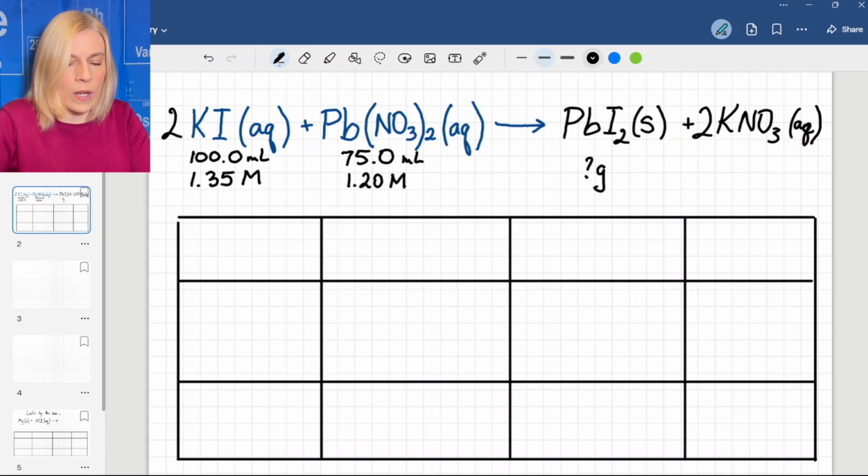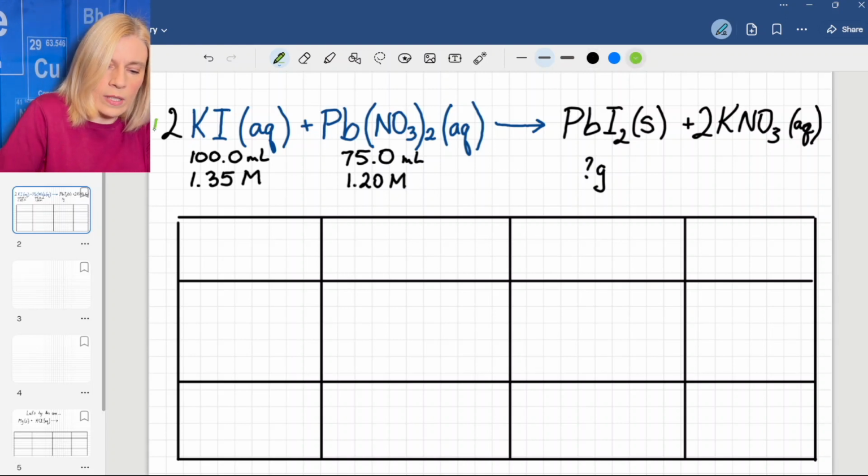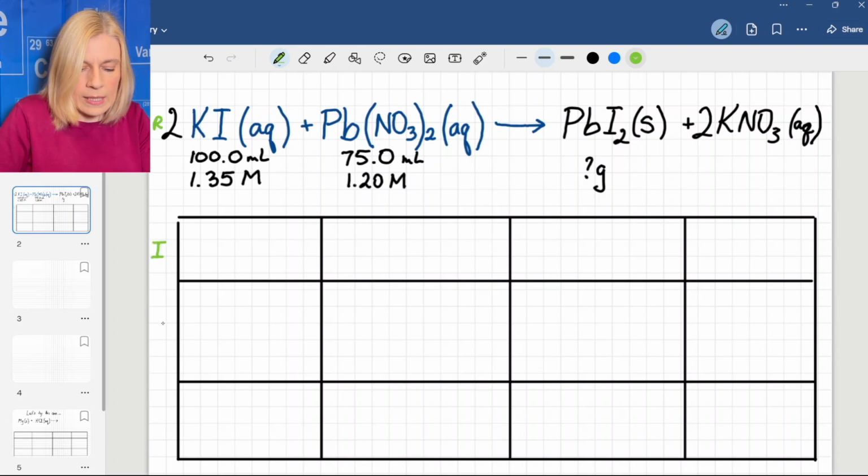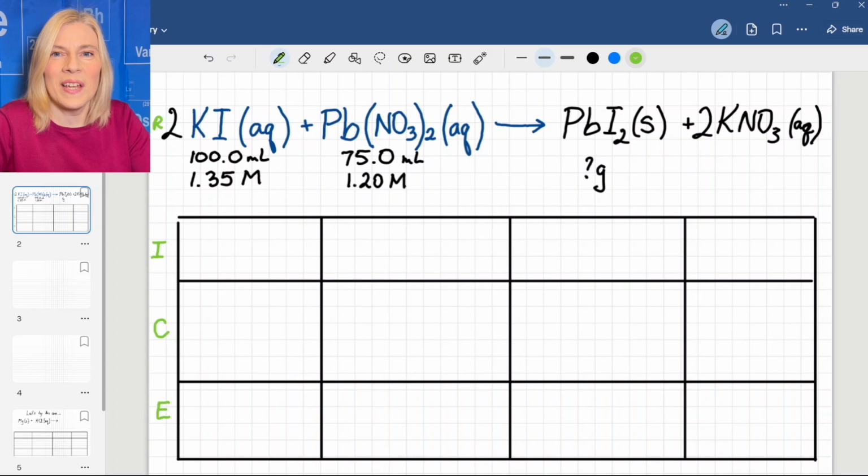So I think the best way to do this is to do a RICE table. R will stand for our reaction, I will be initial amount, C is for change, and E is for my end. Can you remember that? Okay, how did we solve limiting reactant problems? We first determined the limiting reactant, and then we used the limiting reactant to determine how much product is going to be made. So we have to first determine the limiting reactant, but the issue is we need to change everything to moles.